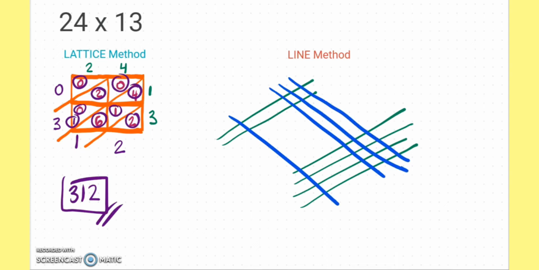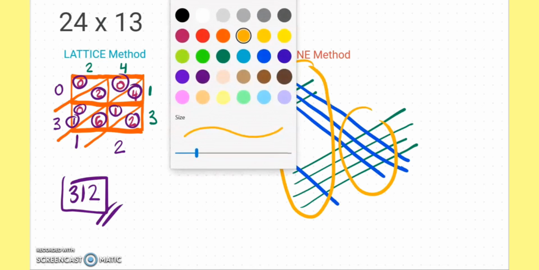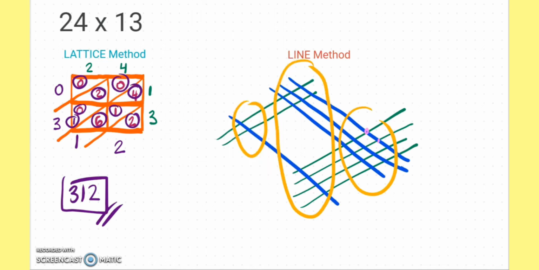And then let us distinguish the groupings here. We have first group, we have the second group, and the third group. And count the intersection points in each group. So for the first group, we have 1, 2, 3, 4, 5, 6, 7, 8, 9, 10, 11, 12. But we only write the 1's digit of 12, which is 2, and the 10's digit will be included in the next group.